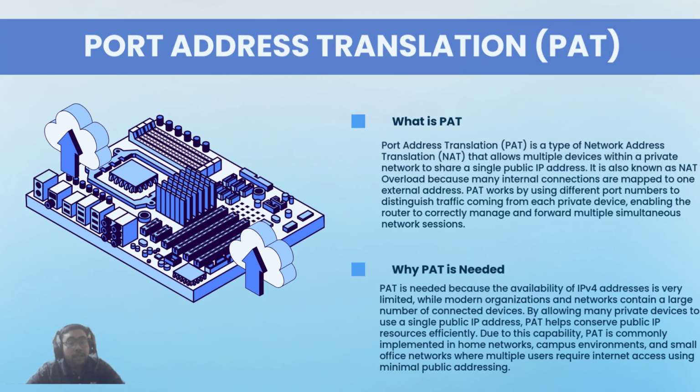PAT is a type of network address translation that allows multiple devices inside a private network to share a single public address. It is also known as NAT overload because many internal devices are mapped to one external address. PAT works by assigning different port numbers to each device's traffic so that the router can identify which data belongs to which device and forward it correctly, even when many connections are happening at the same time.